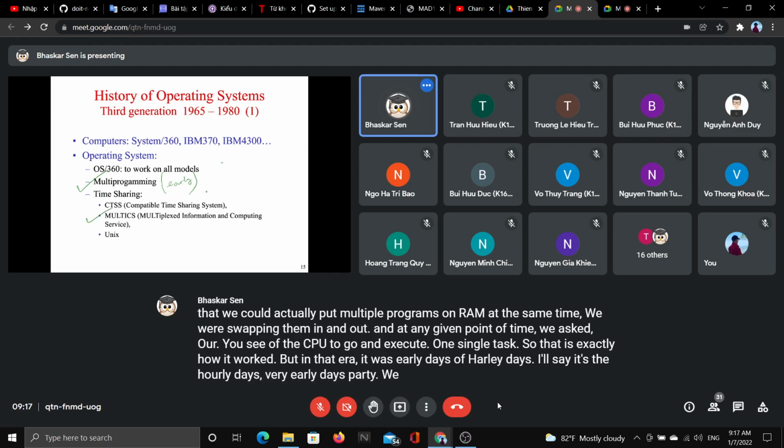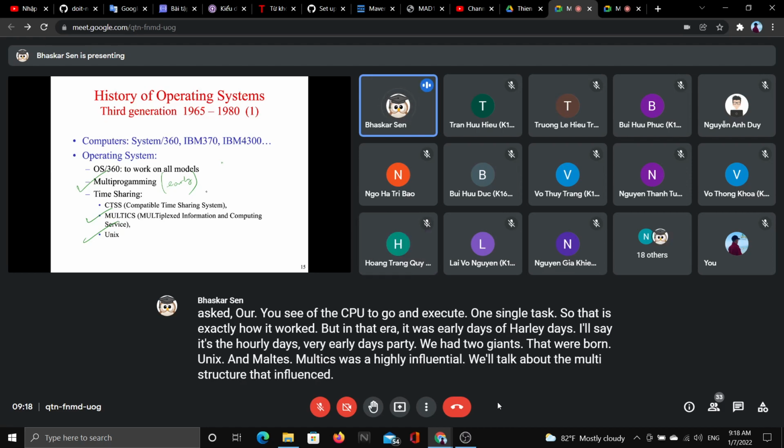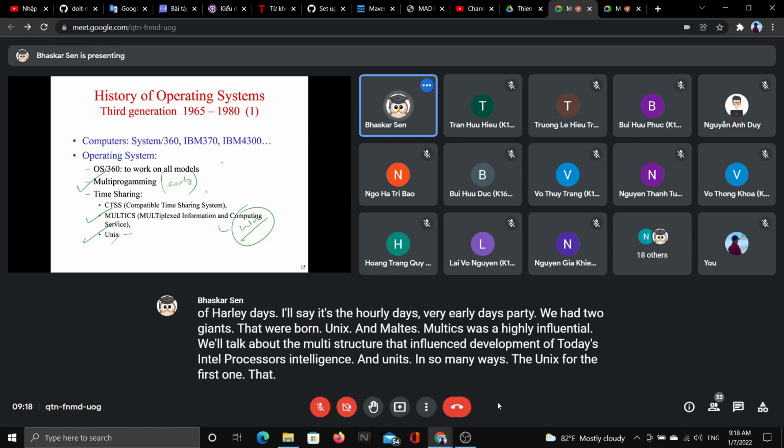We had two giants that were born, Unix and Multics. Multics was highly influential. We'll talk about the Multics structure that influenced the development of today's Intel processors, Intel chips, and Unix in so many ways. And Unix was the first one that facilitated the real-time sharing of data.